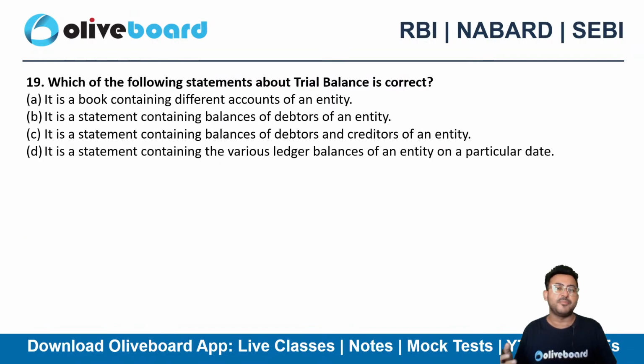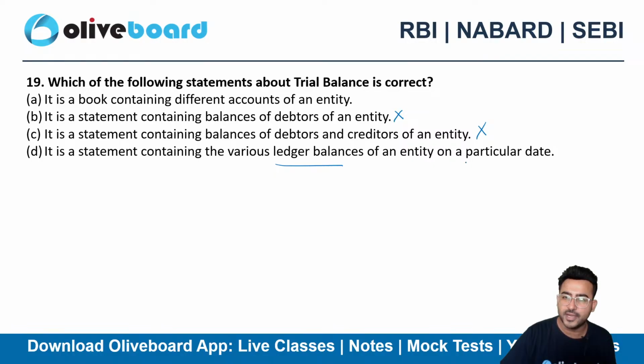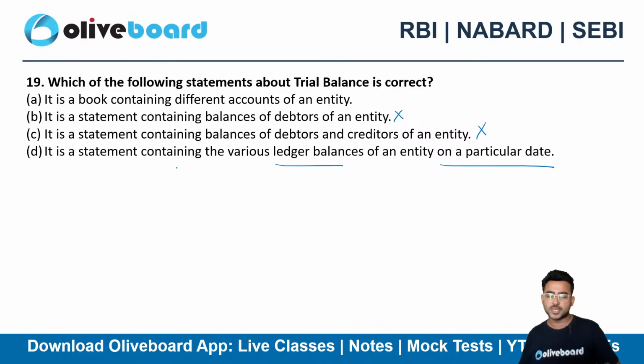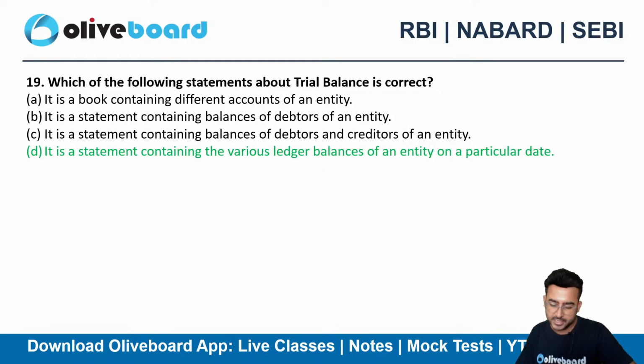Next is: which of the following statements about trial balance is correct? इनमें से कौन सा स्टेटमेंट ट्रायल बैलेंस के बारे में करेक्ट है? फर्स्ट वन, इट इज अ बुक कंटेनिंग डिफरेंट अकाउंट्स ऑफ एन एंटिटी. ऑप्शन B, इट इज अ स्टेटमेंट कंटेनिंग बैलेंसेस ऑफ डेटर ऑफ एन एंटिटी. नहीं यार, सिर्फ डेटर का थोड़ी होता है बैलेंस. स्टेटमेंट C, इट इज अ स्टेटमेंट कंटेनिंग द बैलेंस ऑफ डेटर एंड क्रेडिटर ऑफ एन एंटिटी. सिर्फ डेटर और क्रेडिटर का बैलेंस नहीं होता, बहुत सारे बैलेंस होते हैं. It is a statement containing the various ledger balances of an entity on a particular date. Yes, option D here is the correct choice. Option D सही है यहाँ पे.